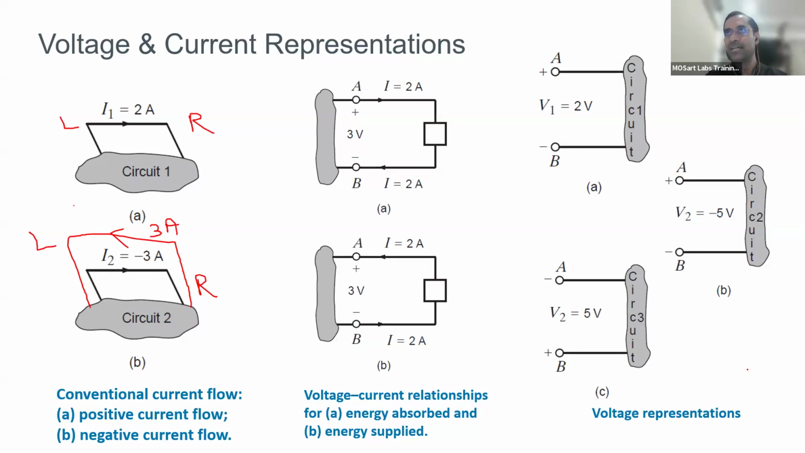A minus simply tells us that it's the opposite direction. That's all. Even though the arrow is in the same direction as circuit 1, a minus 3 ampere here simply means that in reality the current is in the opposite direction. It is indicated as minus to show the opposite direction. That's all. Right? Do you really have a negative current? No.